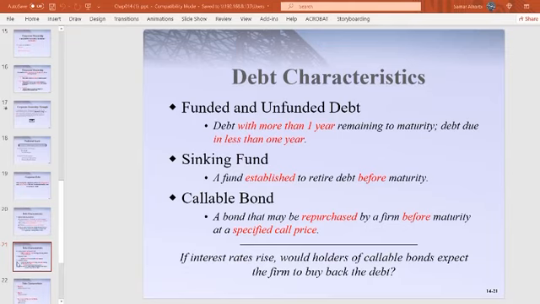So if the interest rate rises, the holders of a callable bond expect the firm to buy back the debt. So if there is an interest rate rise in the market, what do you think the company will do with the bond? Do you think it will call it back or not? Like, the company has issued a bond at 10%, but the interest rate rose to 12%, and in that case it is not beneficial for the company to call the bond, right? Because it's already been 10%.